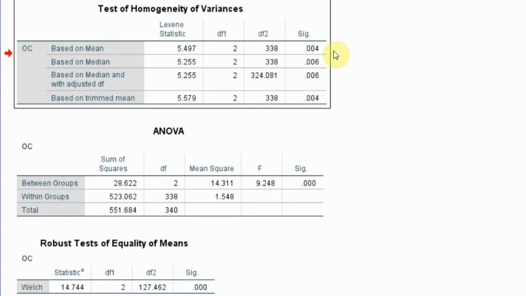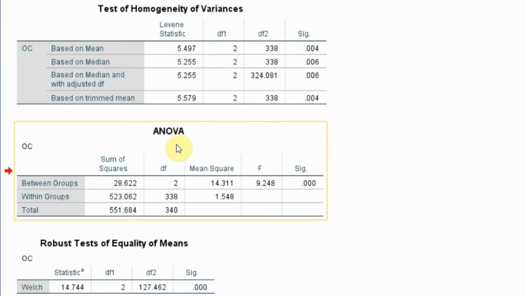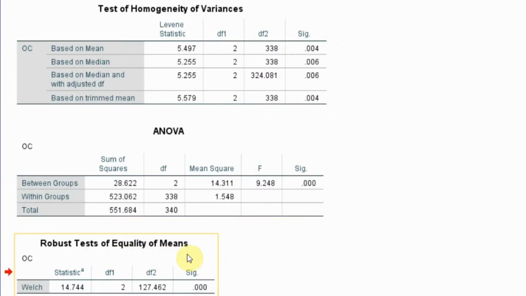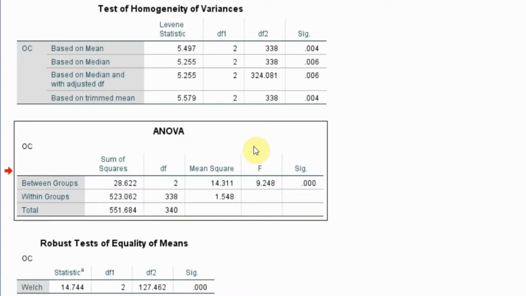Now, once it is not satisfied, what will you do? You will not use this ANOVA table. You will use the robust test for equality of means, and you will see the significance here instead of this particular significance. If this had been insignificant, then we would have said equal variance assumed, and we would have used this table.